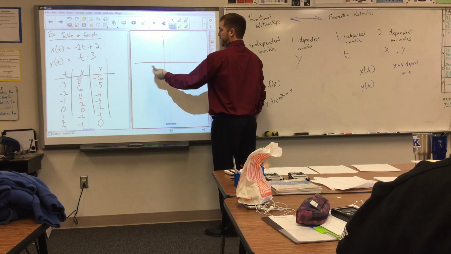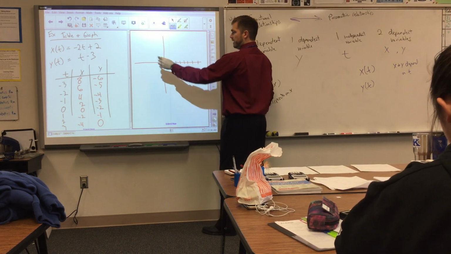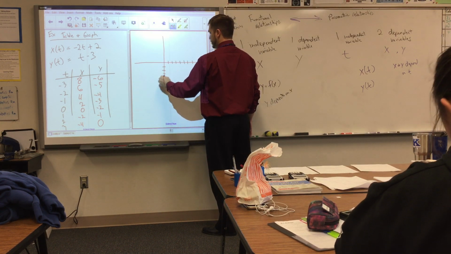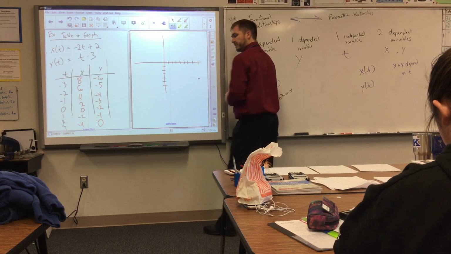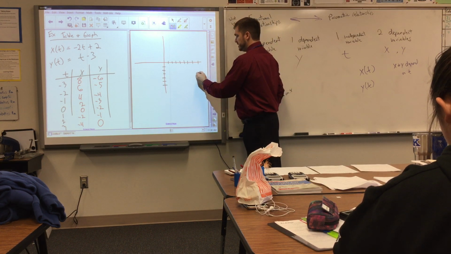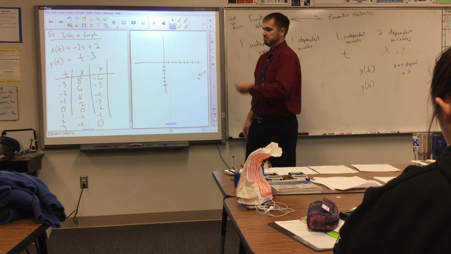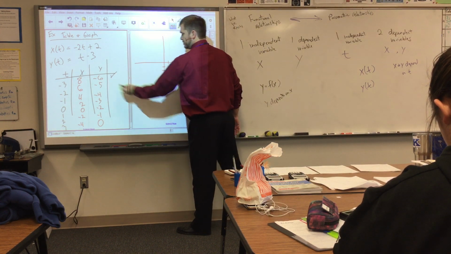So, x value of 8: 1, 2, 3, 4, 5, 6, 7, 8. Y value of -6: 1, 2, 3, 4, 5, 6. We'll put a dot right there, and we'll go ahead and label it t equals -3. No big deal. Great, so that takes care of this one. Let's try the next one.